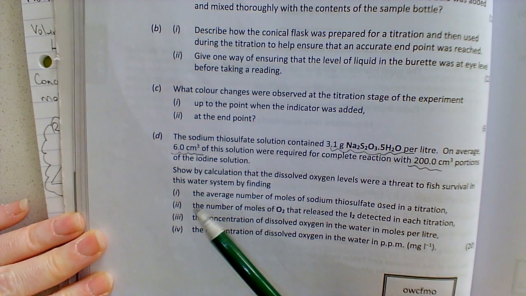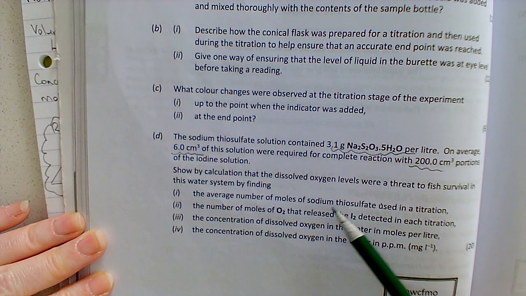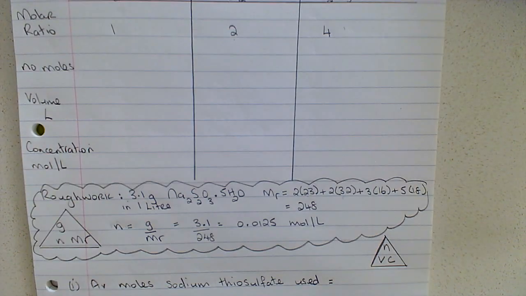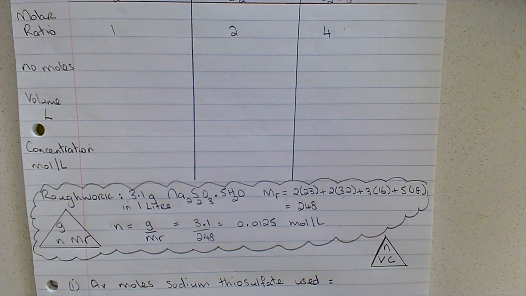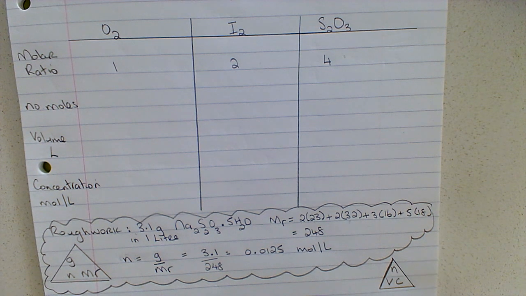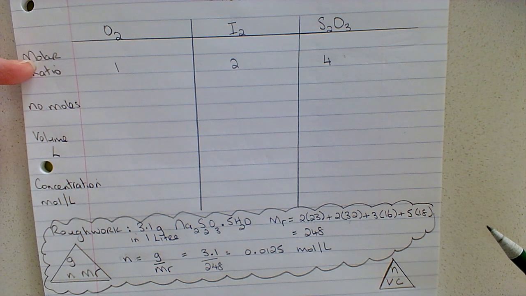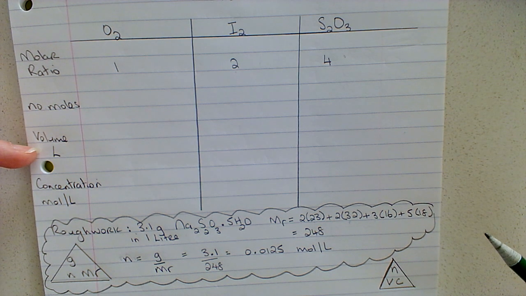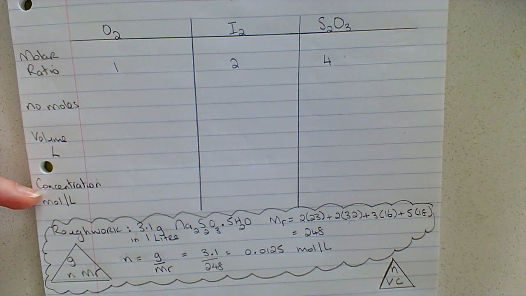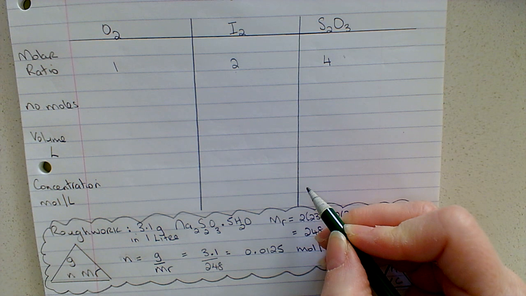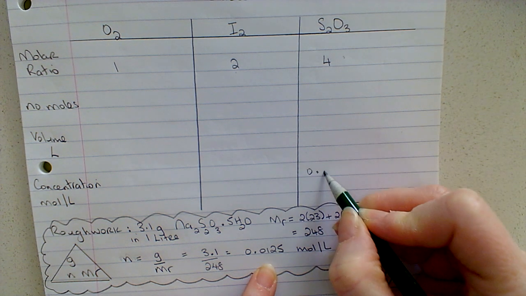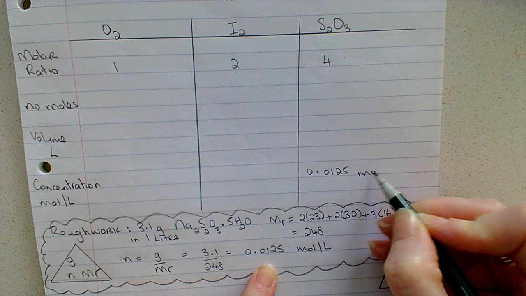Now back to the question. What was I asked again? I was asked to find the average number of moles of sodium thiosulfate used in the titration. So let's go to our table and fill in the information that we just worked out in rough work. In our table we have molar ratio at the top, and then we have number of moles, volume, which must be in litres, and concentration in moles per litre. So I've just worked out the concentration of my sodium thiosulfate, 0.0125 moles per litre.